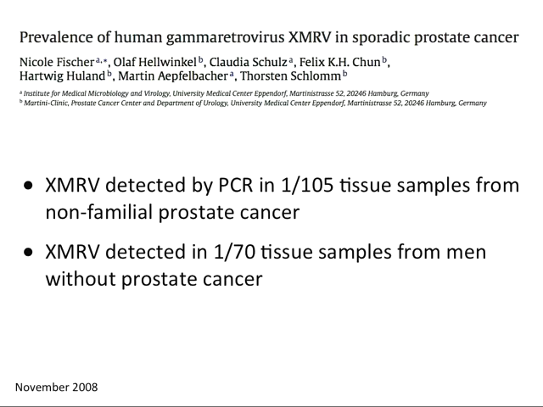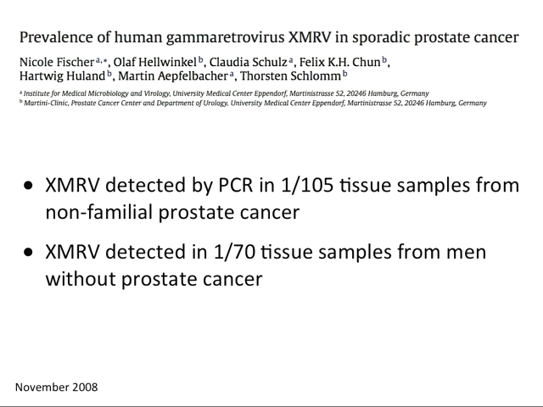Okay, so now after these studies came out, a number of people began to look in other areas of the world, in people with prostate tumors, to see if this virus is present, because that's one of the first things you do. If you suspect the virus is causing a disease, you start looking in more cases and do some epidemiology. So here is the study from Germany, prevalence of XMRV in sporadic prostate cancer.